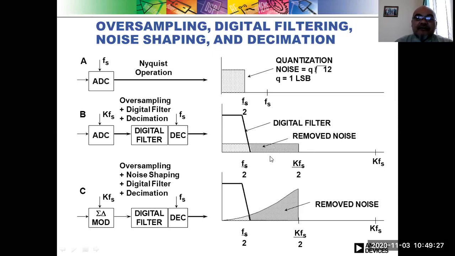Another option is oversampling plus the sigma delta modulator, and the noise removed will be even larger. You do oversampling K times the required Nyquist sampling frequency, and then you put it in the sigma delta modulator. You do another digital filtering plus decimation. The noise removed will be much more compared to the previous one.